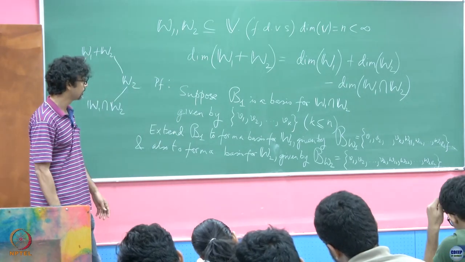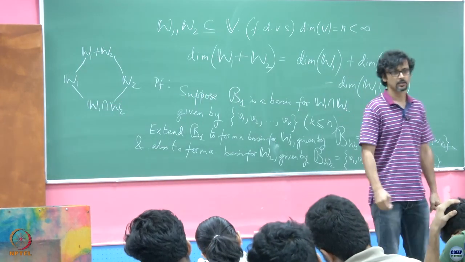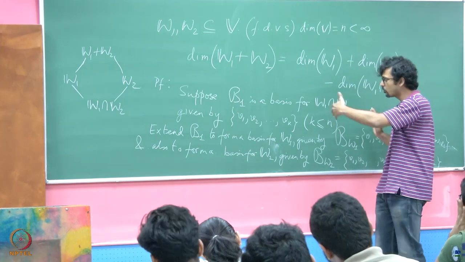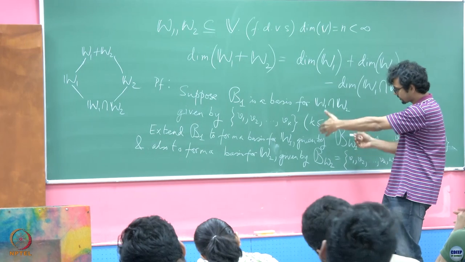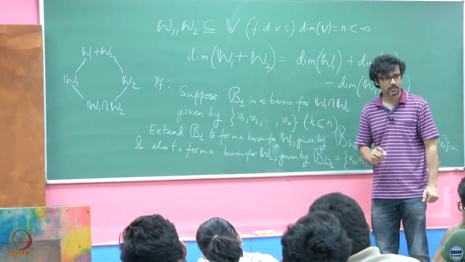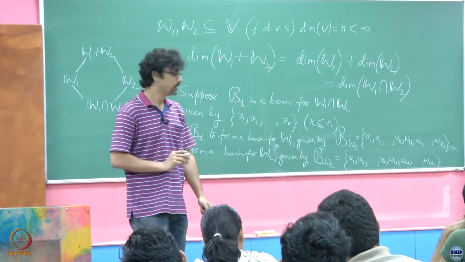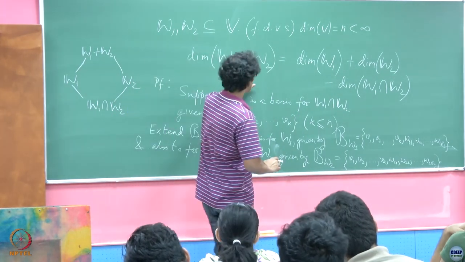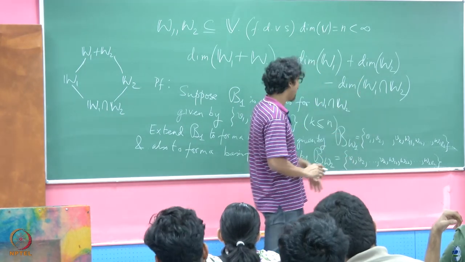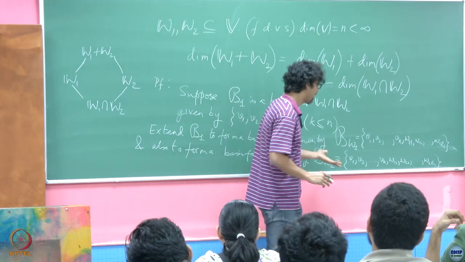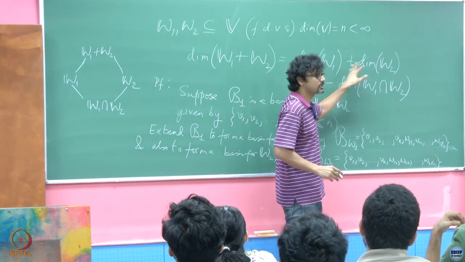okay? So now, if I have to prove this proposition, how do I go about this? How do I pose this claim based on these constructions that I have made? Can you guess what I am going to do now? I am trying to prove that the dimension of this is equal to the dimension of this plus this minus that of this. And I have constructed a basis, in fact, for this, I have also had for this and for this.